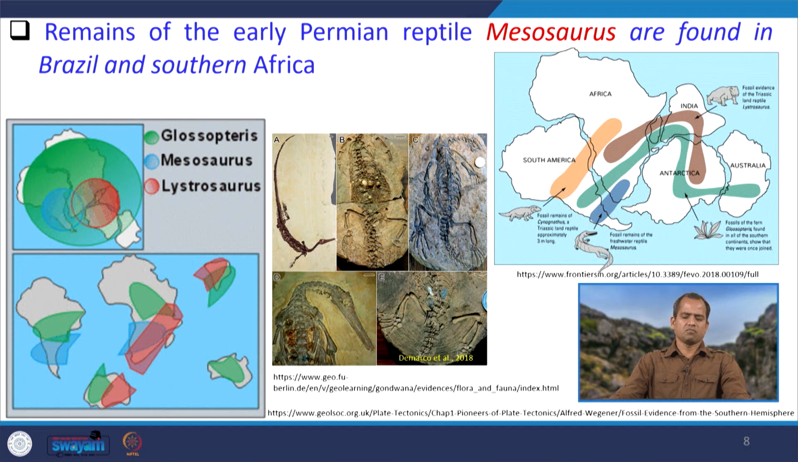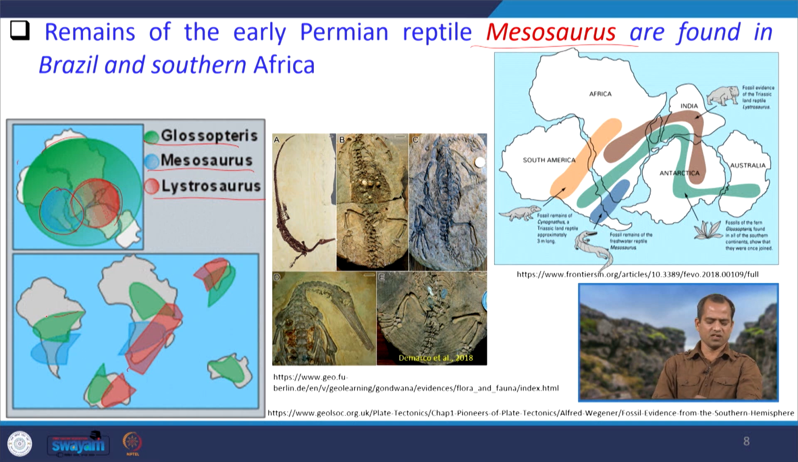Remains of the early Permian reptile Mesosaurus are found in Brazil, South Africa, like that. Here is a very nice representation: Glossopteris, this green part, then Mesosaurus, this blue part, and Lystrosaurus, this red part. Now, you see, once upon a time when these continents were together, their distribution was among these. Now, you see, their distribution is different.